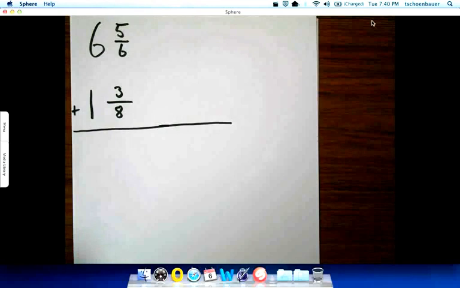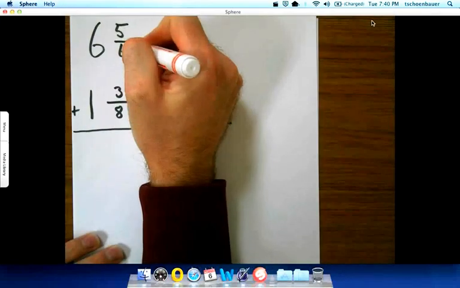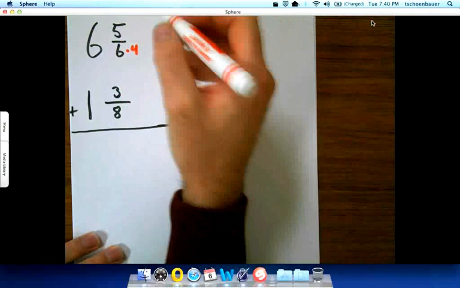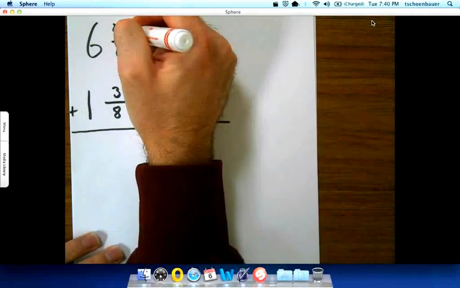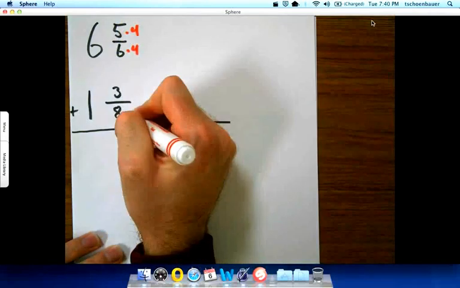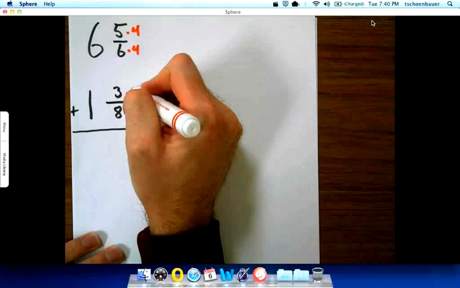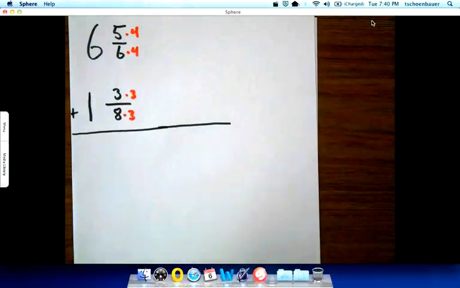So I'm going to change each fraction piece so that it has a common denominator of 24. So 6 times 4 would give me 24, but I have to multiply the top, the numerator, as well. For our bottom fraction, I need to multiply 8 times 3, and therefore the numerator times 3. Now we can rewrite our fractions with common denominators.